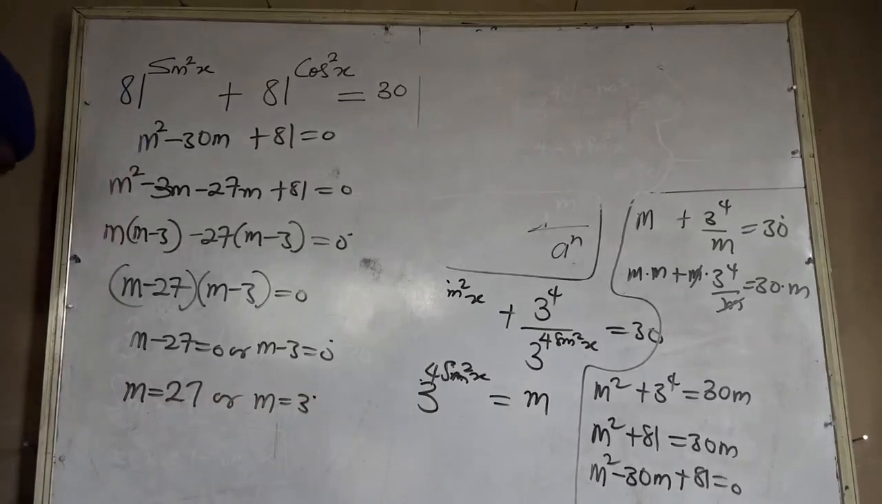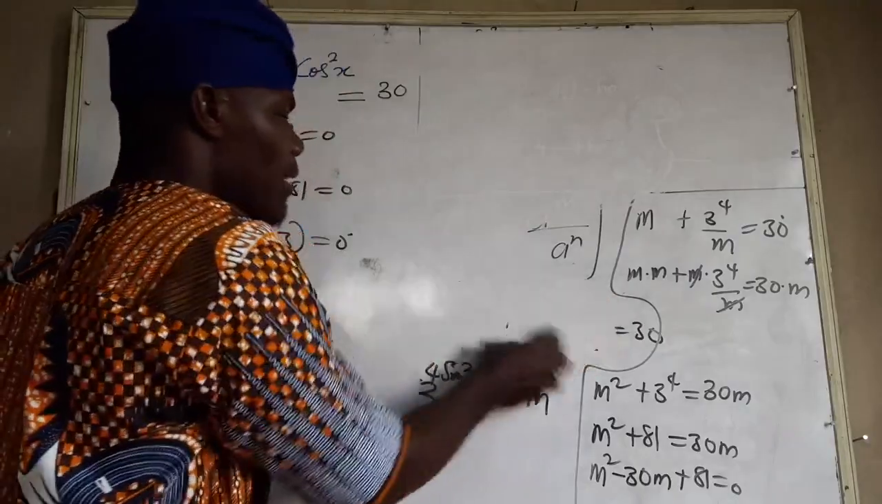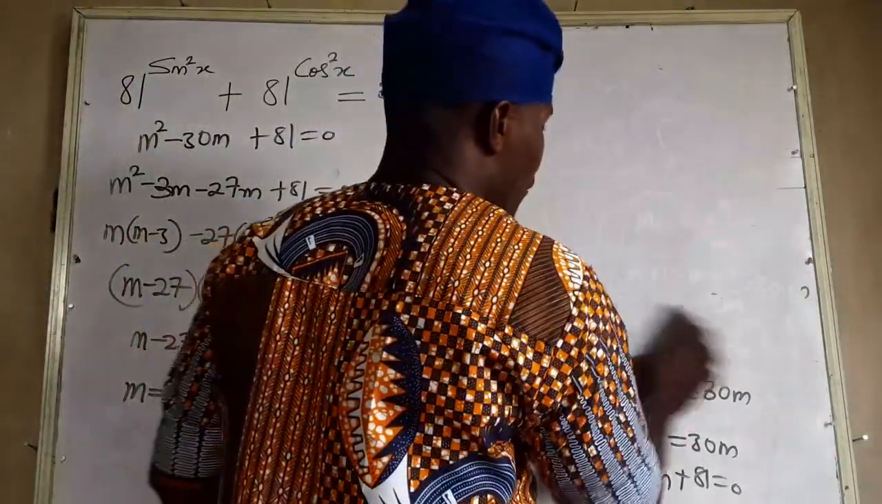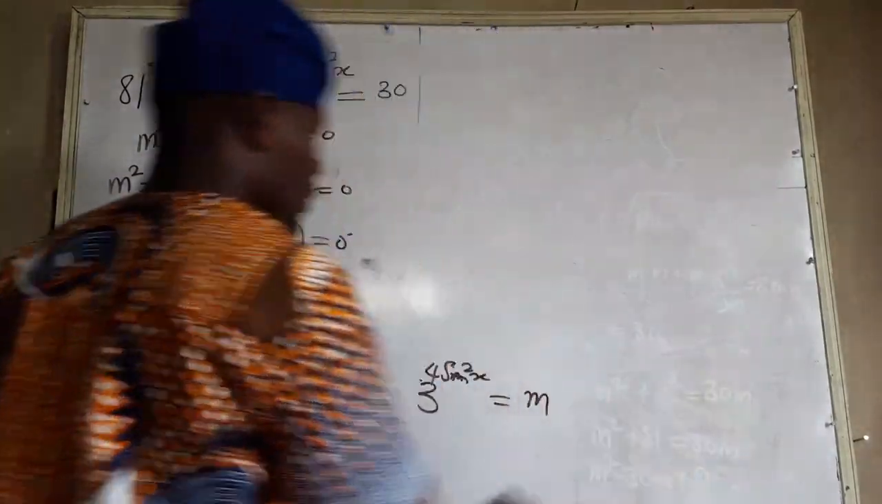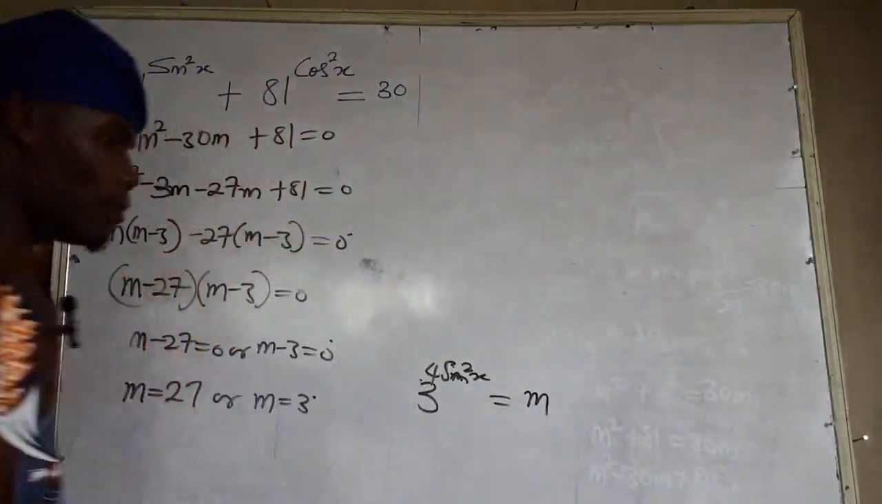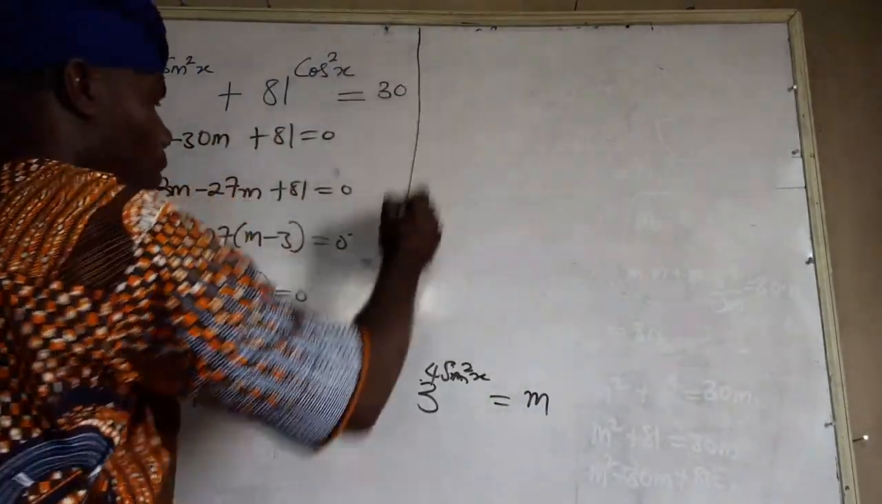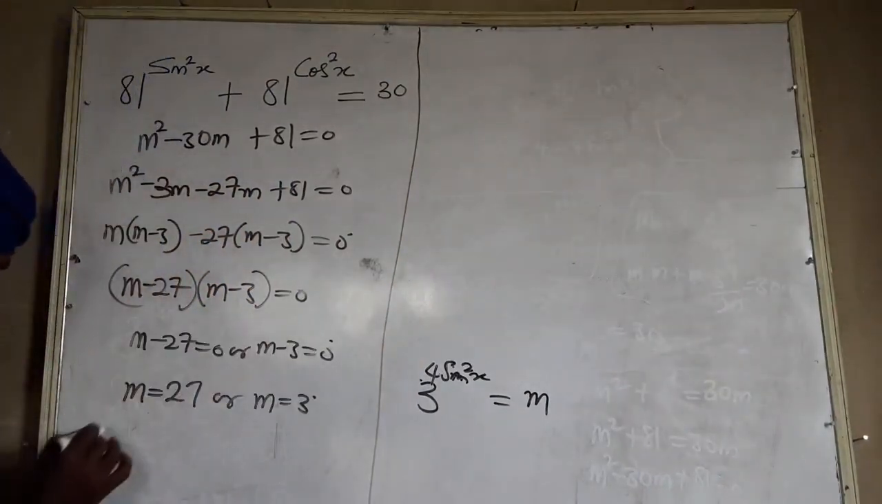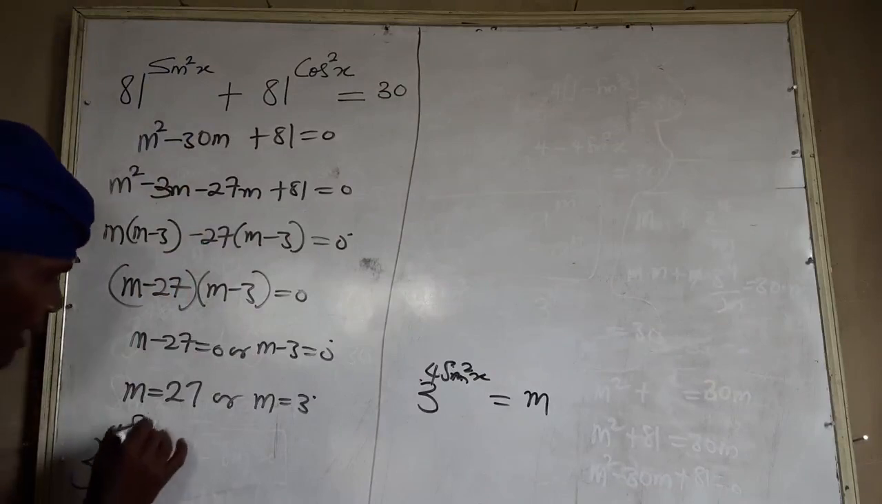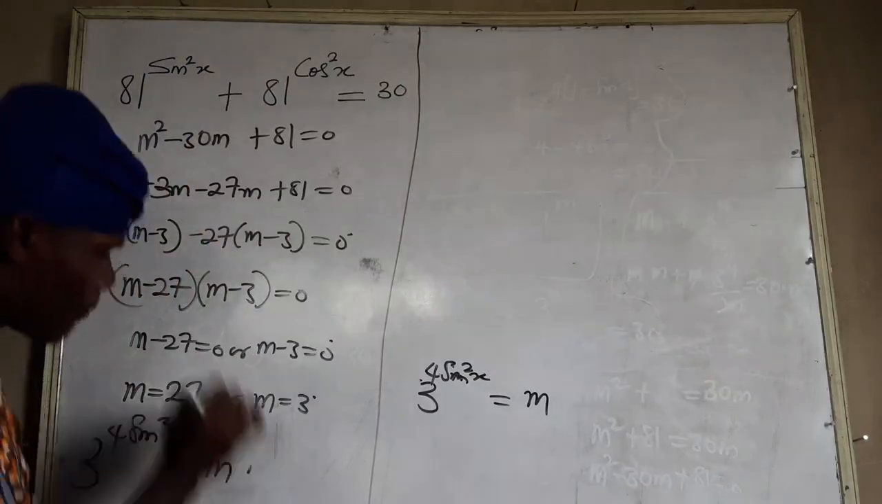Now we will use the values of m to get the value of x. We are still looking for the value of x. Recall that we said 3 raised to the power 4 sine square x is equal to m.